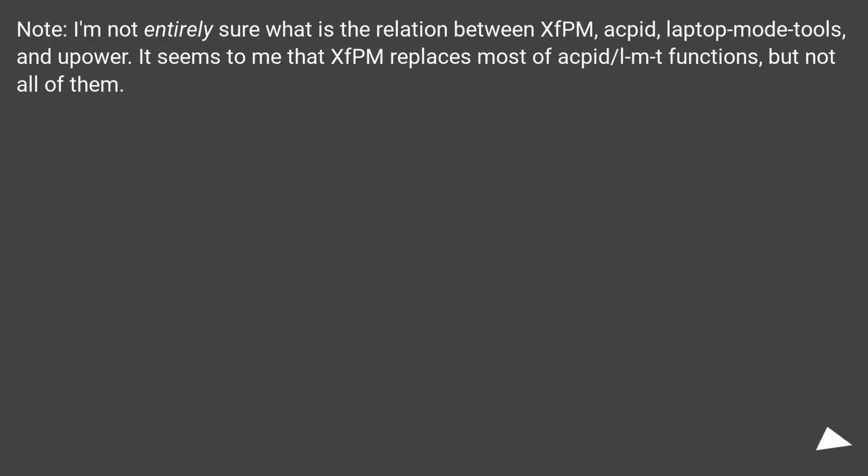Note: I'm not entirely sure what is the relation between xfpm, acpid, laptop mode tools, and UPower. It seems to me that xfpm replaces most of acpid/LMT functions, but not all of them.